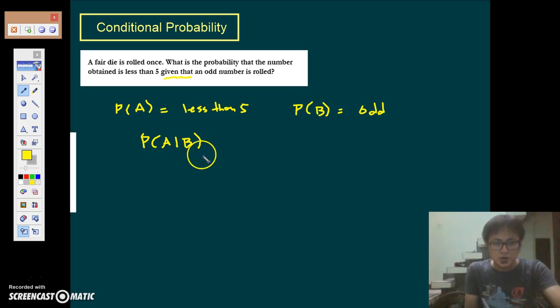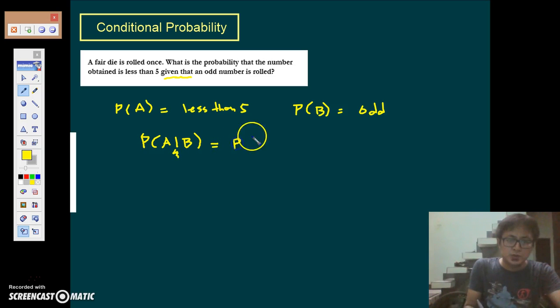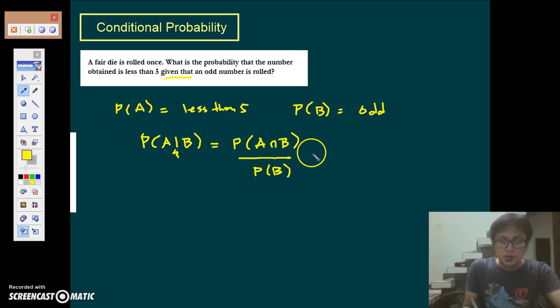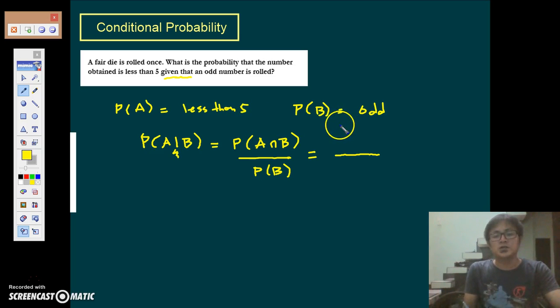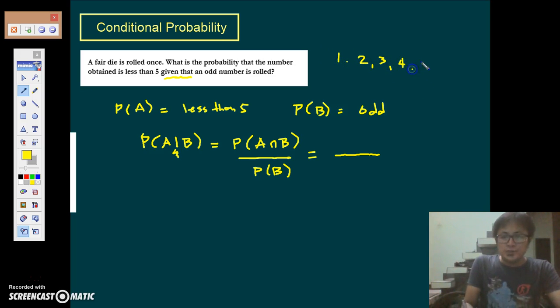So again, this is how to read it: probability of A given B, so probability of less than 5 given that it's odd. You know that this should be the probability of the intersection of the two events A, B over the probability of B in the denominator. The numerator is the intersection of the two events. So what are the numbers that are less than 5 and odd? From the die, 1, 2, 3, 4, 5, 6, a number less than 5 and odd is simply 1 and 3. So there are only two.